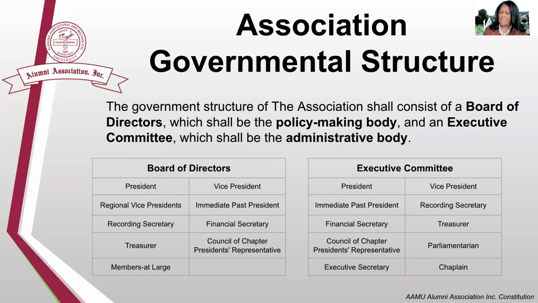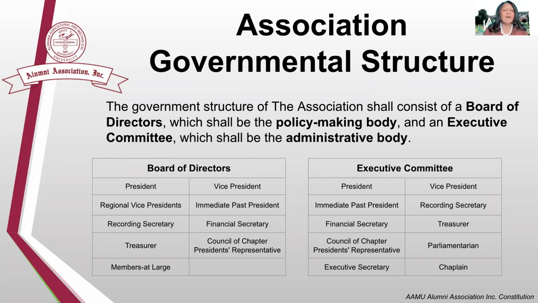At this time, I would like to introduce our board of directors. The structure of our association consists of a board of directors, which is the policy-making body, as well as the executive committee, which is the administrative body.